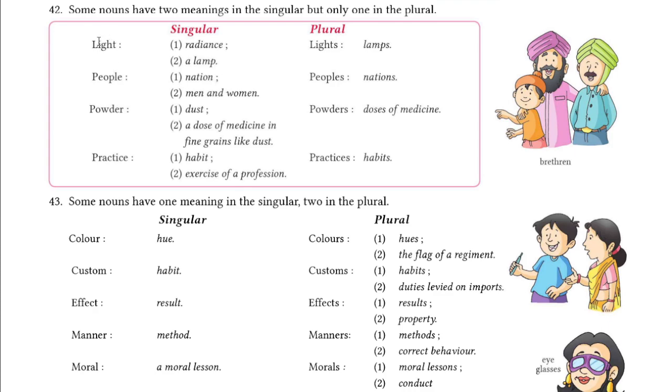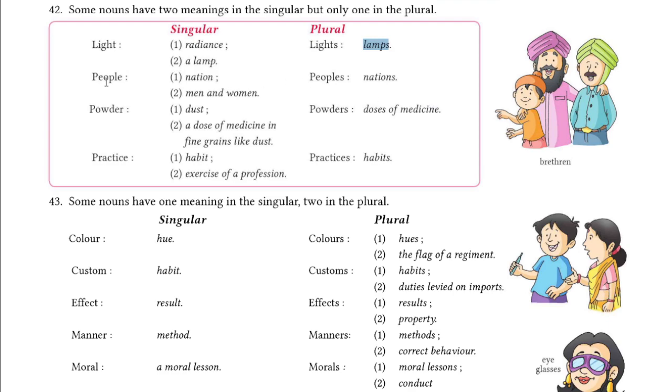Now, look at this set of nouns. The singular form has two meanings. The plural form has only one. Light is a singular form. It has two meanings: radiance and lamp. Its plural form has only one meaning: lamps.